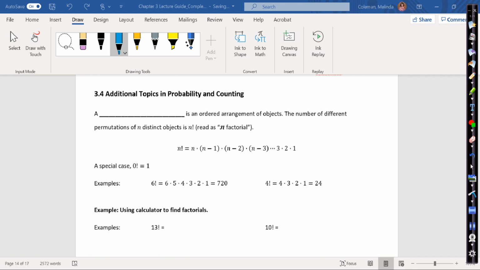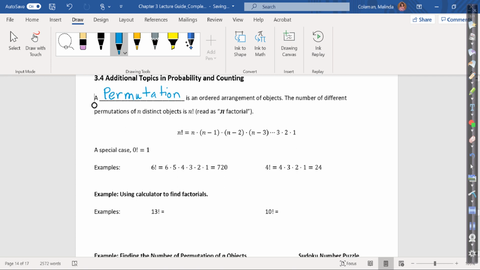All right, we're on to the last topic in Chapter 3, additional topics involving probability and counting. Let's start with some counting things. So first off, a permutation is an ordered arrangement of n objects. The number of different permutations of n distinct objects is n with this exclamation point, which we read as n factorial.